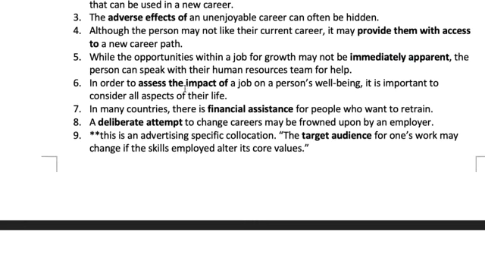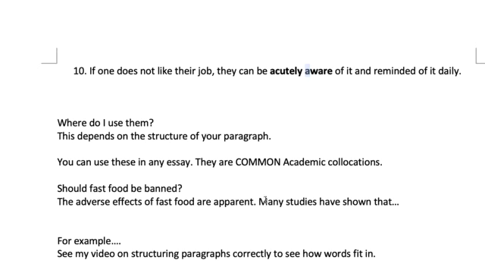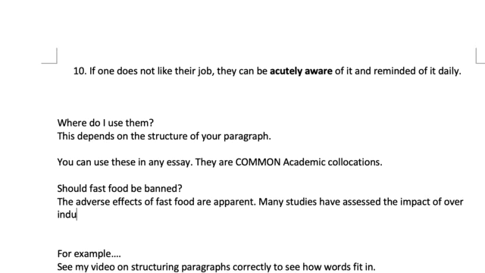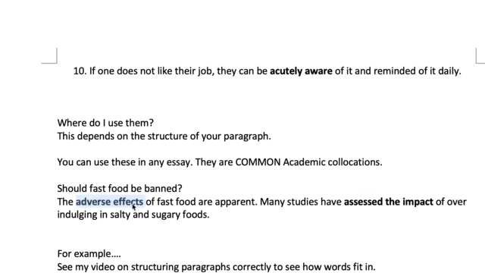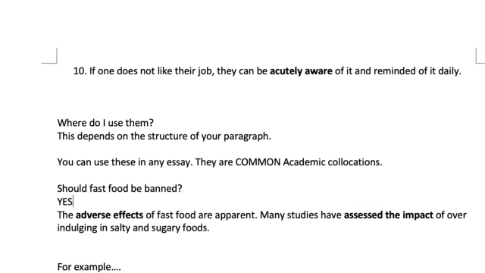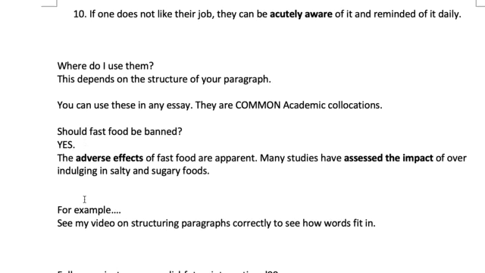Deliberate attempt. Assess the impact. Many studies have assessed the impact of overindulging in, I'm going to say fast food again, salty and sugary foods. Okay, so I'm kind of forcing these words into my essay, but I'm doing it in a way that shows my argument very clearly, right?